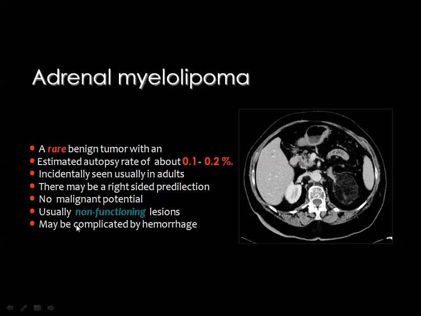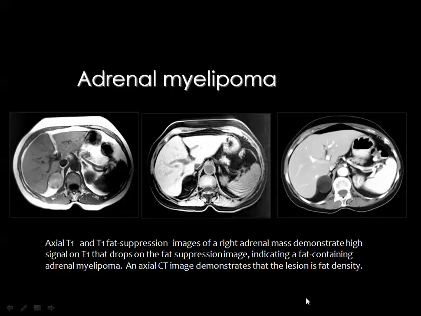And the myelolipoma is usually non-functioning, but may be complicated by hemorrhage, similar to the angiomyolipoma of the kidney. This is a rare lesion and it represents only 0.1 to 0.2% in autopsy series, and in many cases it is incidentally found. It has no malignant potential. The diagnosis is made upon the detection of gross fat within the adrenal mass, whether by ultrasound, CT, or MRI.